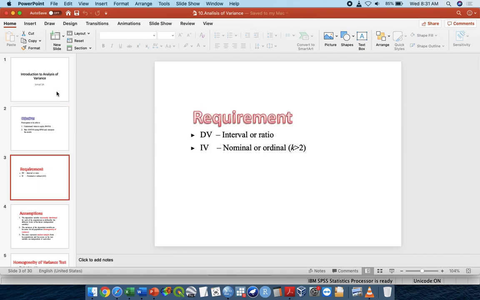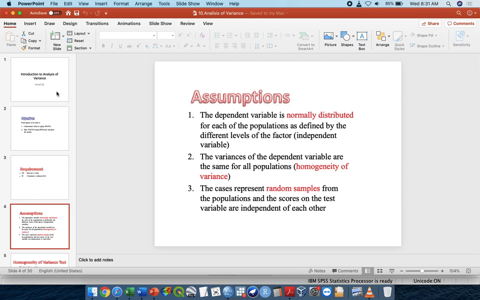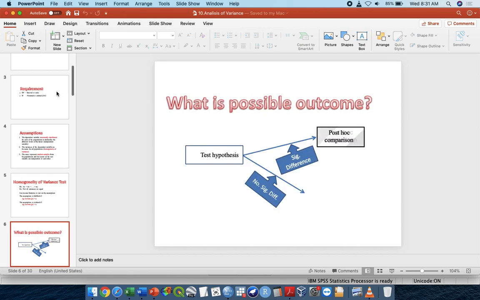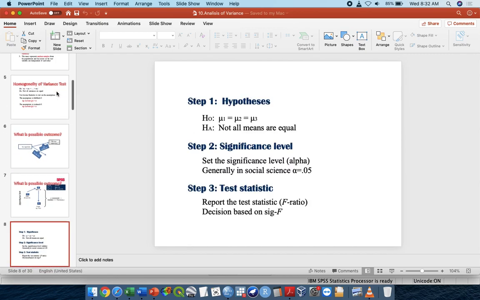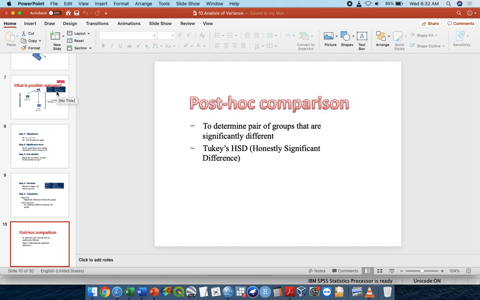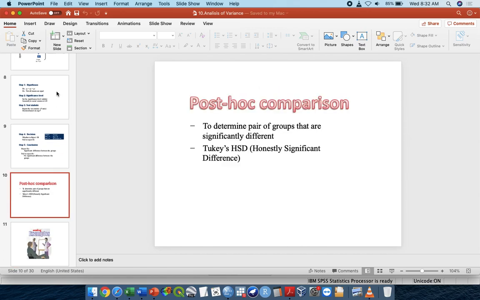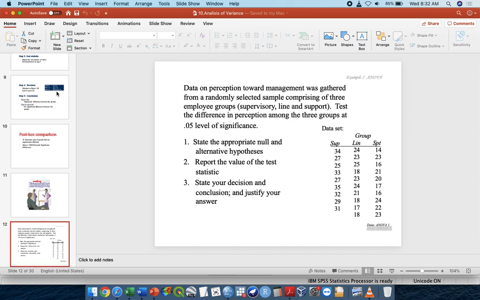So the ANOVA is very, very simple, but you have certain assumptions that should be met. The first one, normally distributed, homogeneity of variance, and random samples. Inside this slide also, it tells you how you justify whether the data can be further analyzed or not based on the post hoc analysis. And then you also have the 5-step hypothesis testing, and then you have this post hoc comparison, and usually we are going to use the Tukey HSD, honestly significant difference. So this is the example.